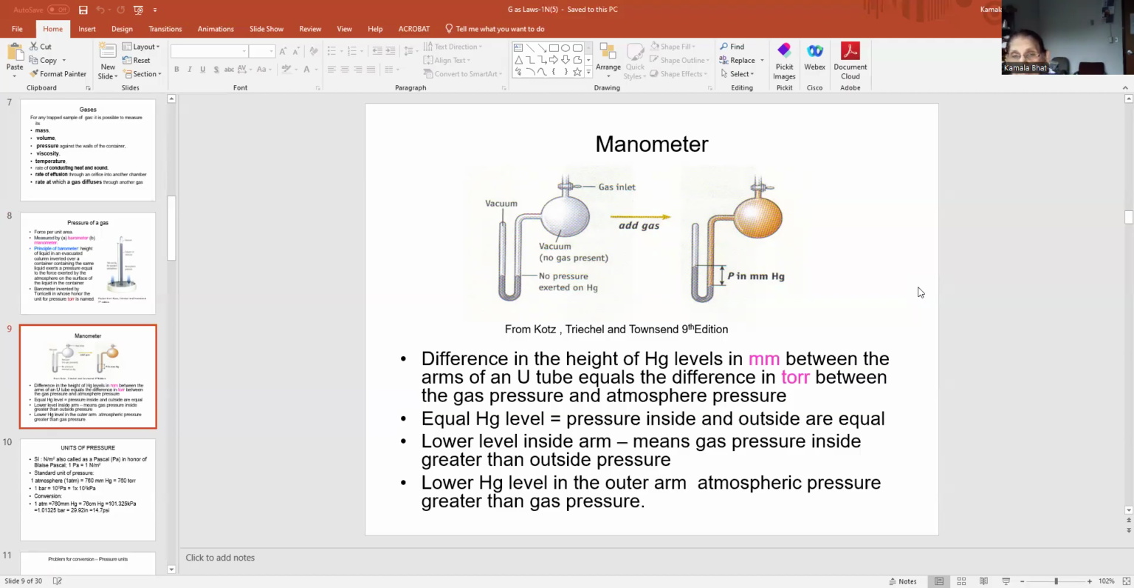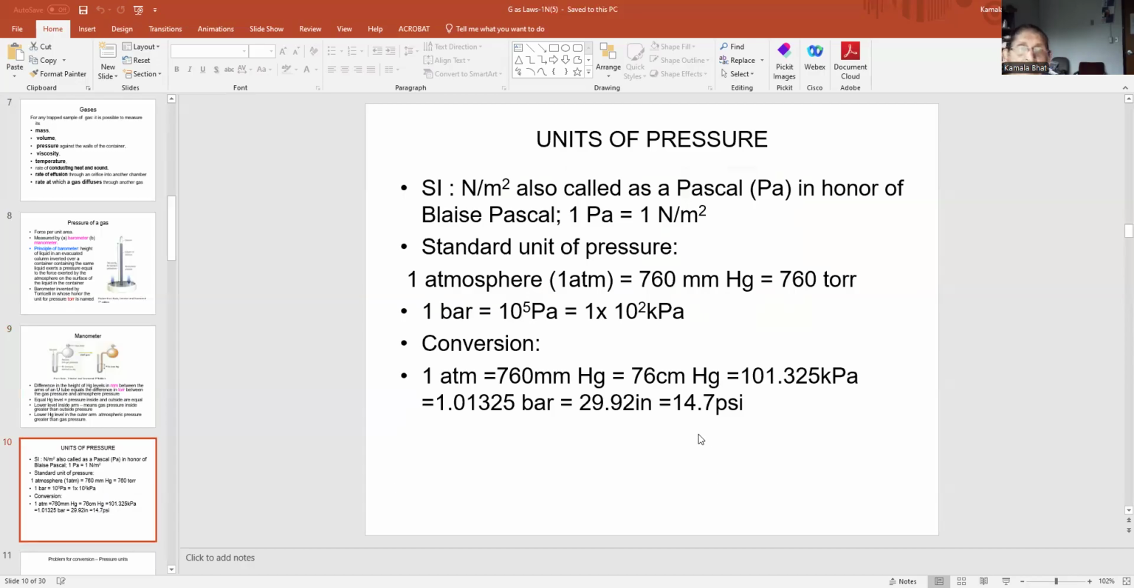Equal mercury levels mean the pressure inside and outside are equal. A lower level inside means the gas pressure inside is greater than the outside pressure. A lower mercury level in the outer arm implies that the pressure is greater than the external pressure, that is, atmospheric pressure is greater than the internal pressure. So by using that, we can find out the difference.